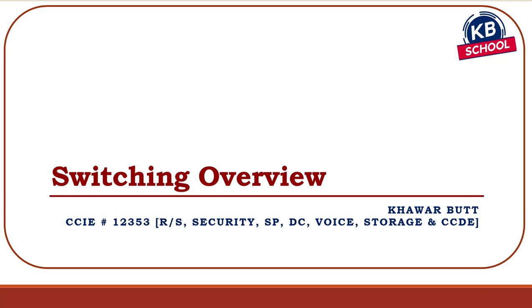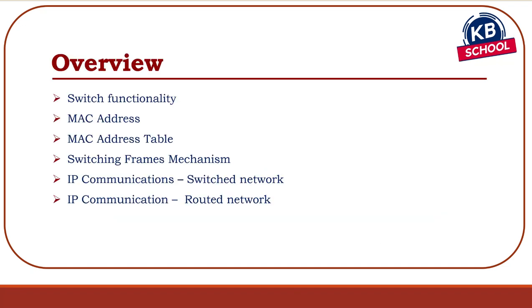The main topics in this particular video that we're going to be addressing. We're going to take a look at switch functionality. Where does it work? We'll take a look at one of the important components of the switch, which is called the MAC address. Like in routing, you have the routing table. In switching, you have this table known as the MAC address table. We'll talk about how it's built, how the MAC address table is used to forward traffic or data to the appropriate devices. We'll take a look at the switching frame mechanism.